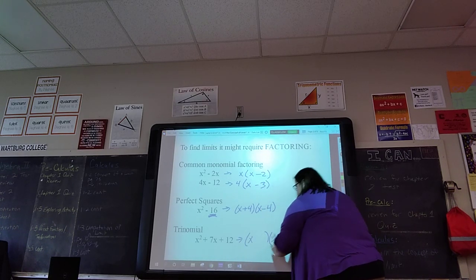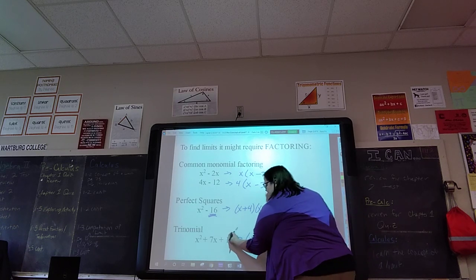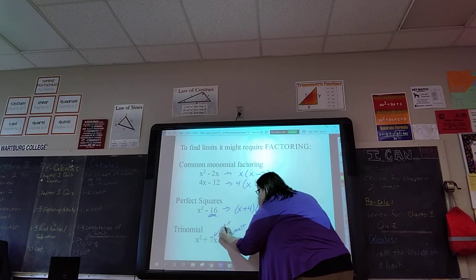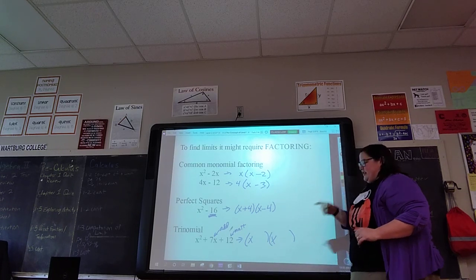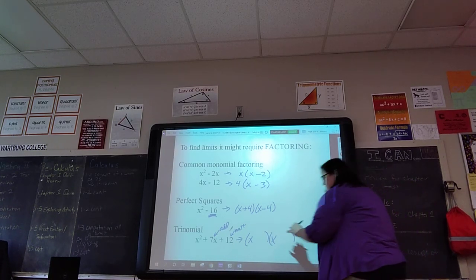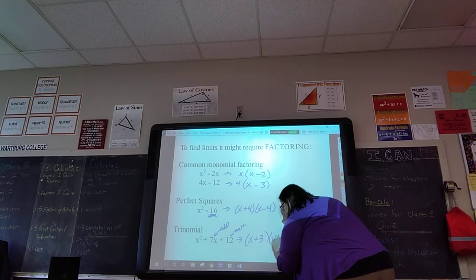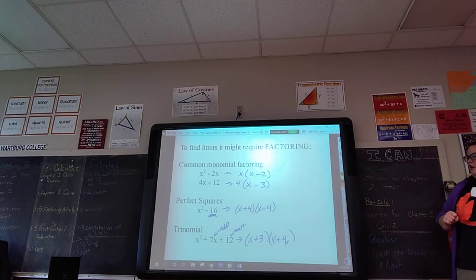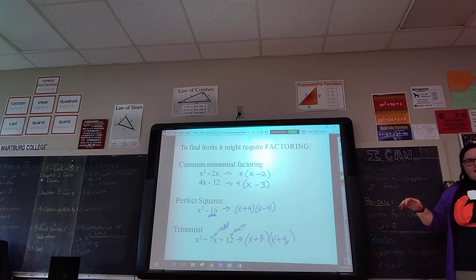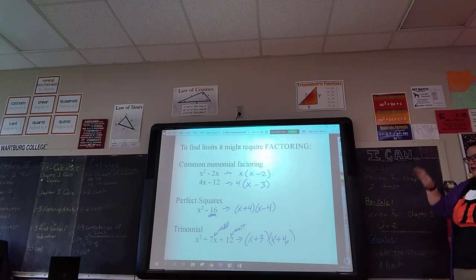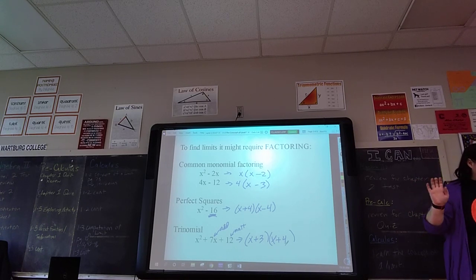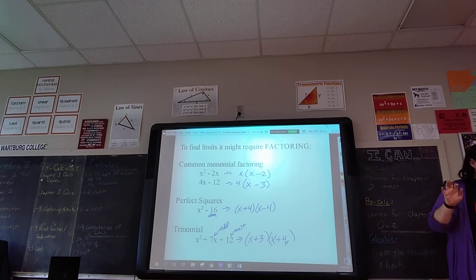And then this last type of factoring is one we use a lot. You have to multiply to get the last number, add to get the middle. So it's going to multiply to get 12, add to get 7, get 3 and 4. So x plus 3. So we're going to combine that with some other things as we work through our limits, but those are the main types of factoring that we need to remember how to do in order to work through these problems.